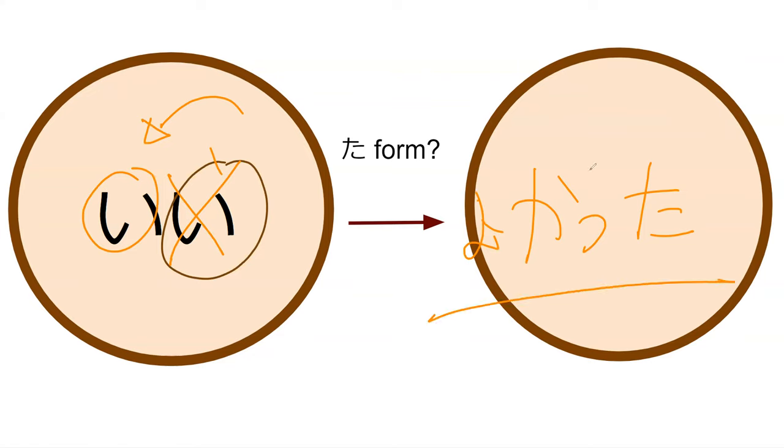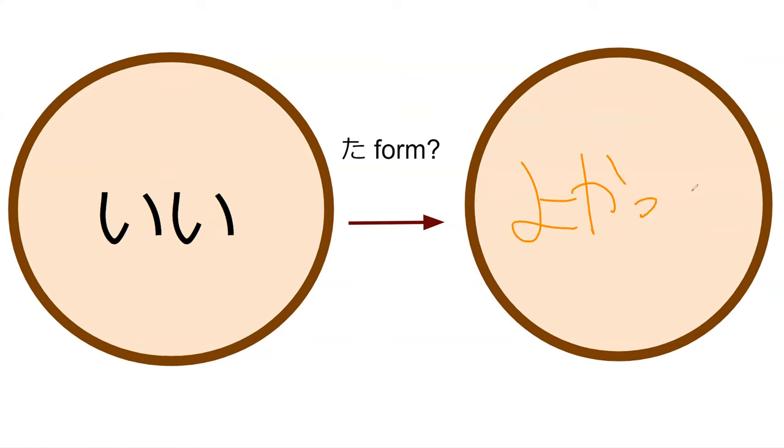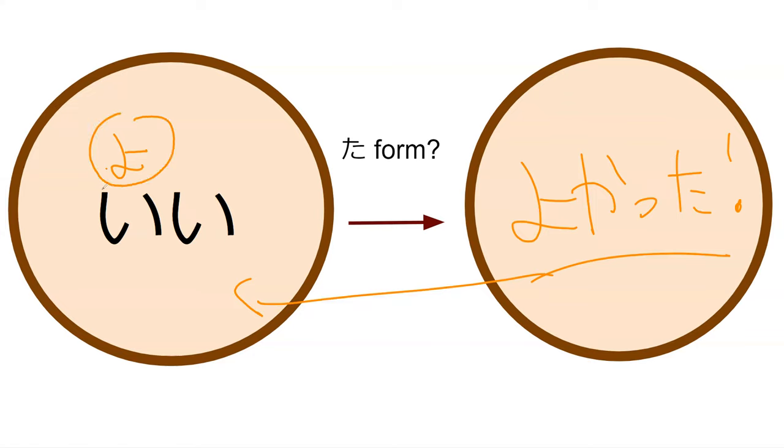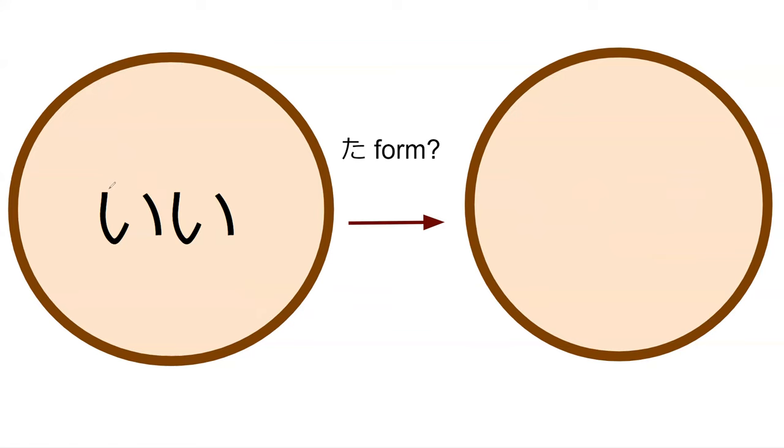Have you heard yokatta before? Yeah, yokatta. It's great. Phew, yokatta! It's very common. You'll hear that in Japanese. That is from ii. But ii is a little irregular in that it's always going to turn into yo when it gets conjugated for some reason. But if this was a different i adjective, all you do is drop the i and add katta.